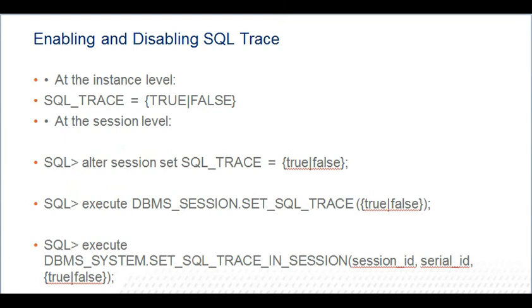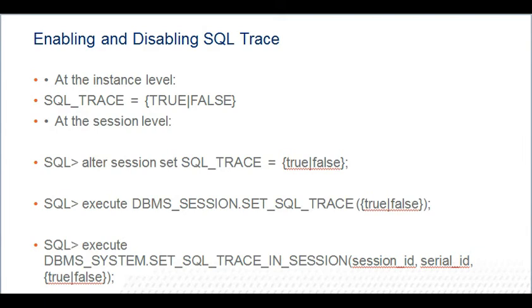Enabling or disabling SQL Trace. SQL Trace can be enabled in the following 2 ways: using the alter session command, like alter session set sql_trace is equal to true. Second is using the dbms_session package. We execute a procedure, execute sys.dbms_session.set_sql_trace(true). Alter session set sql_trace is equal to false disables it.